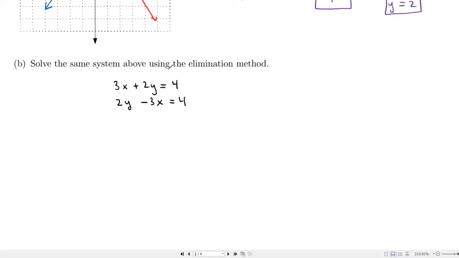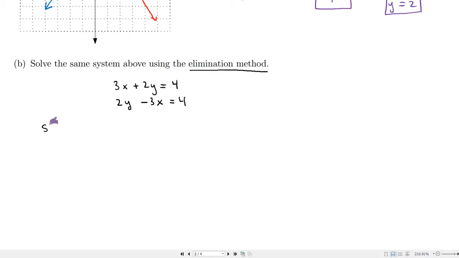Now let's solve the same system using what's called the elimination method. So the elimination method is you are going to take one of these equations and scale it so that we can eliminate one of the variables. And let me show you how this really works. Now, the first step is to align. We should really line up the variables.